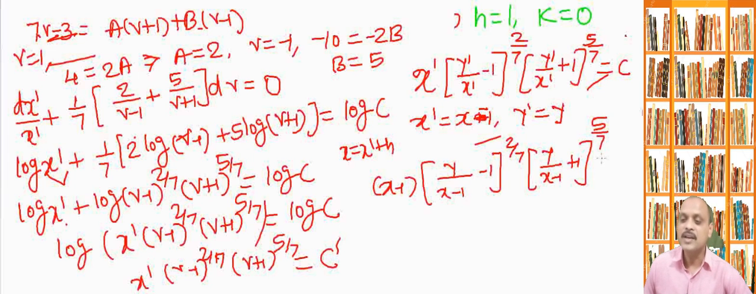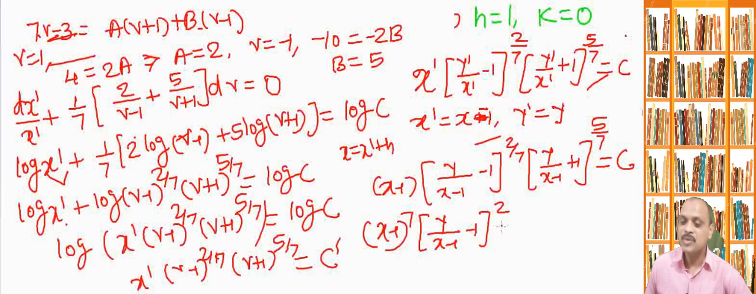This is the relation. Now we can also simplify this relation further, or we can take it as raised to 7. If we write it as raised to 7, this will be (x − 1)^7, so that (y/(x − 1) − 1)² into (y/(x − 1) + 1)^5 equal to C1. C1 means C raised to 7, right? If we take the reciprocal of this.